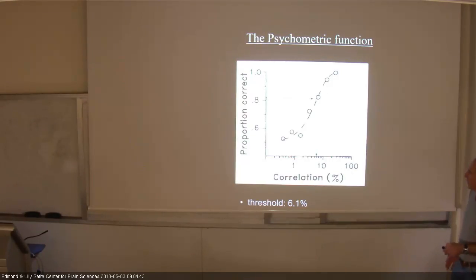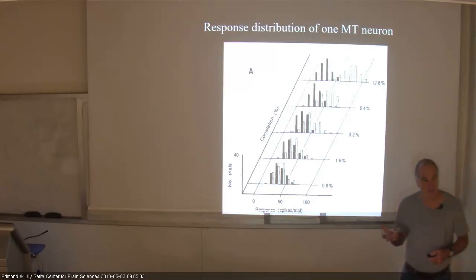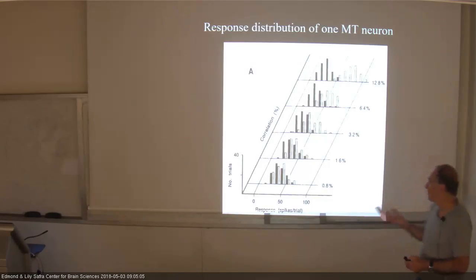The higher the correlation or the coherence, usually now we use the term dot coherence for this, the better the performance is, and you can quantify this by fitting a sigmoid curve, which is the psychometric function, and assess the threshold. And as I said, we can do the same for the neurons. And how do we do this for the neurons? Well, this is something that's new.